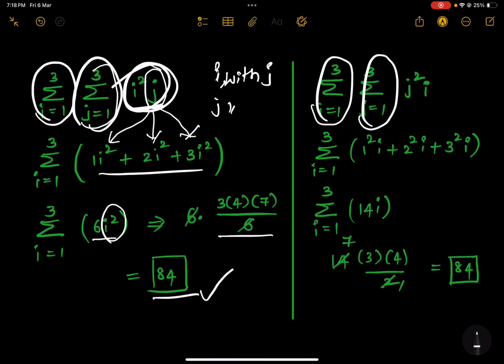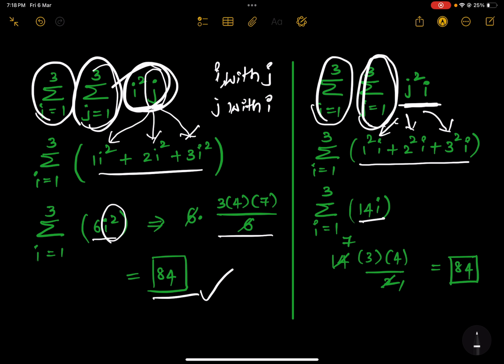and j with I. Let us see what happens. So here I have done that. I replaced I with j and j with I. Now j runs from 1 to 3. So put 1 first, then you'll get 1 squared times of I, 2 squared times of I, and with 3 you'll get 3 squared times of I. And when you add them up, you will get 14i.